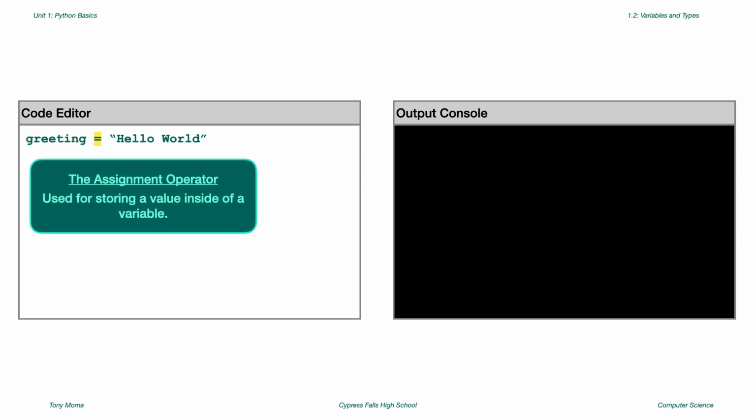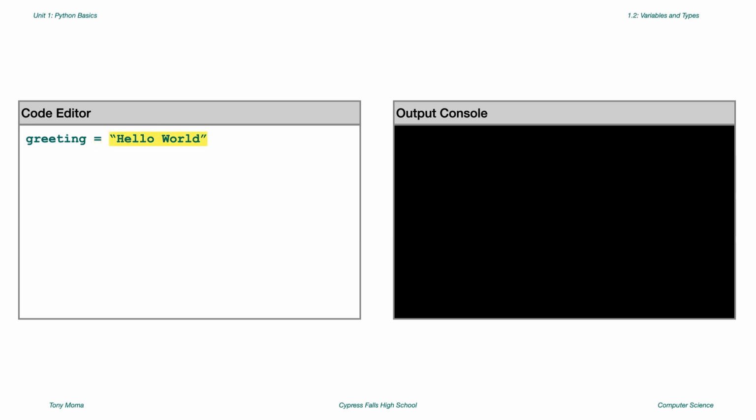After the name comes the equal sign, which is in Python known as the assignment operator. In Python, this operator is used for storing a value inside of a variable. Then, on the right side of the operator is the value we want stored, more specifically, hello world. Now that this value is stored inside a variable, we can print it out. So, when the Python interpreter executes this program, the value that's stored in greeting is what gets output, not the name of the variable, but the value that gets stored inside of it, which is hello world.